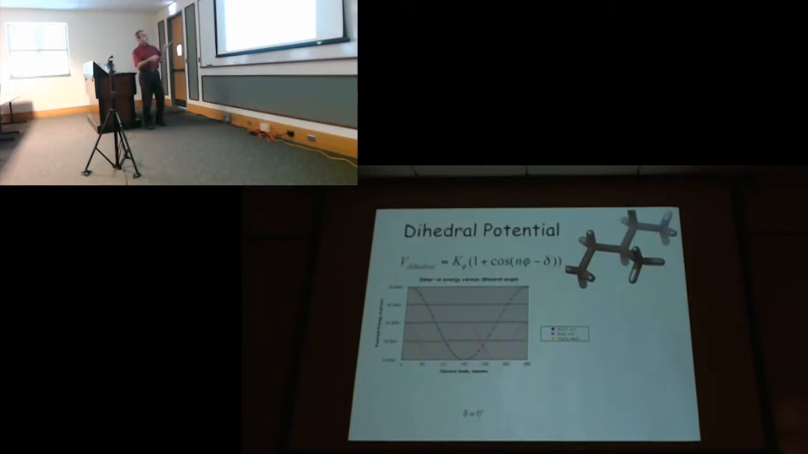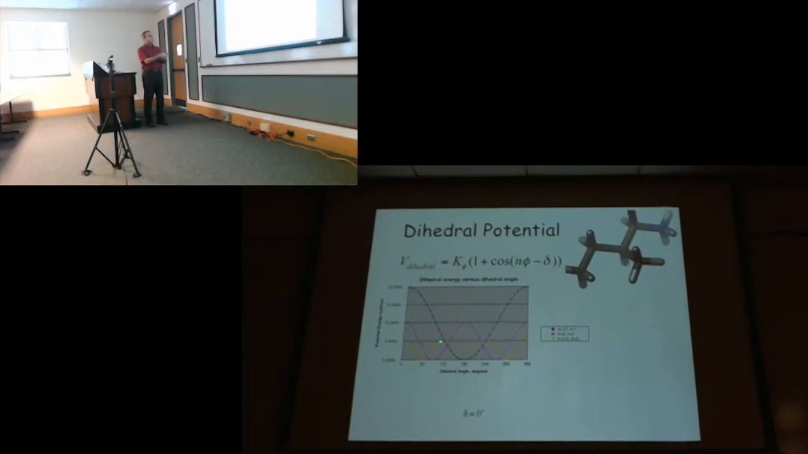So this is another example of a dihedral potential, and here again pointing out what happens when you play with these three parameters: force constant, periodicity, and phase. Actually, in this case, the phase is the same for all of them, so we are just changing the force constant and periodicity here.